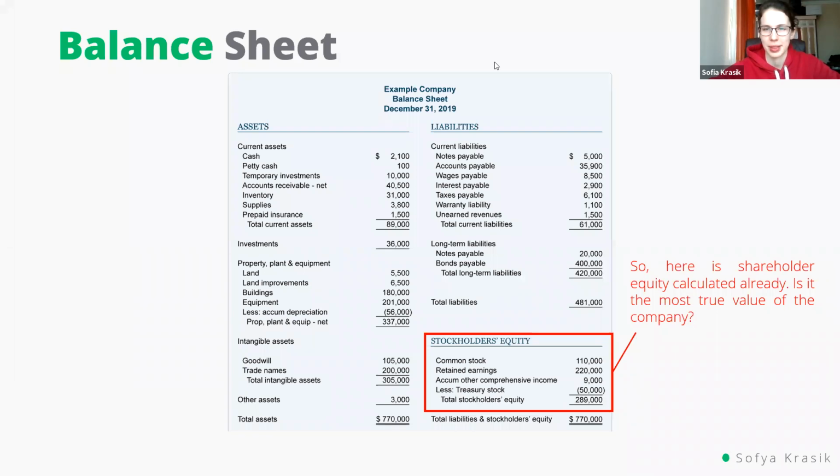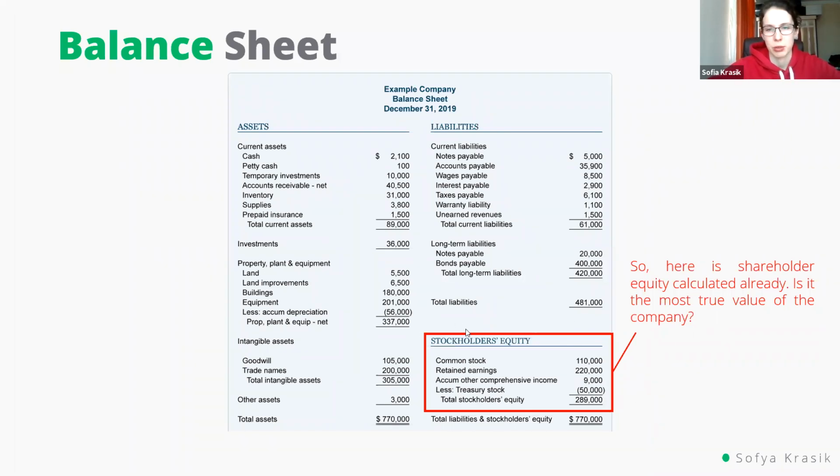Okay, so of course, the true value of the company and the stockholders' equity from the balance sheet may be different things, completely different things, because this number is what we got from just some accounting mechanisms, and of course accounting cannot be perfect. It cannot account for everything, especially for things like ideas, for example, right?